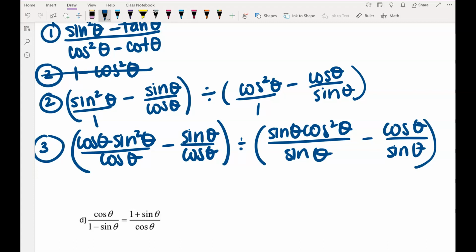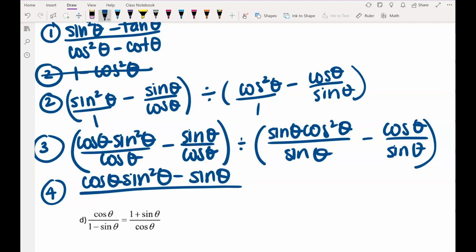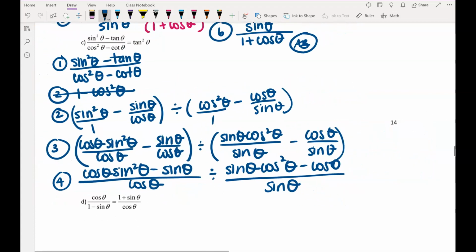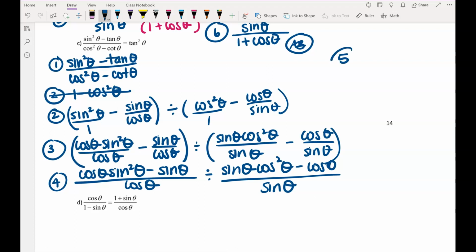All right. Now what? We did it. What shall we do now? Okay, you're right. Combine the numerator. So I'm going to go cosine of theta times sine square of theta minus sine of theta all over cosine of theta divided by sine of theta cosine square of theta minus cosine of theta all over sine of theta. You are good so far. And then I'm going to go over here for 5. Notice how I'm going down and right and left, so that's my numbering. It's important. What now, y'all?